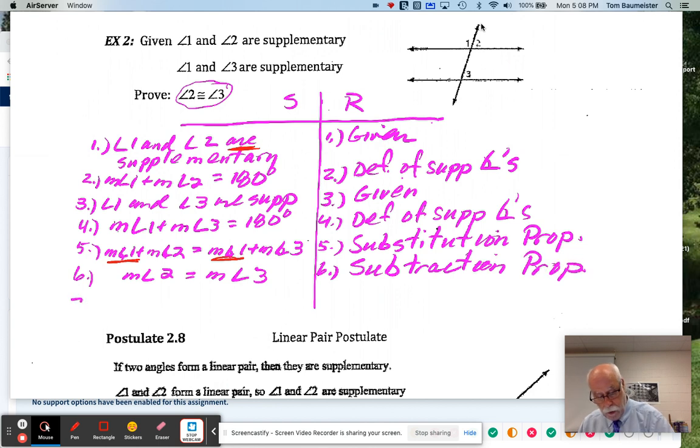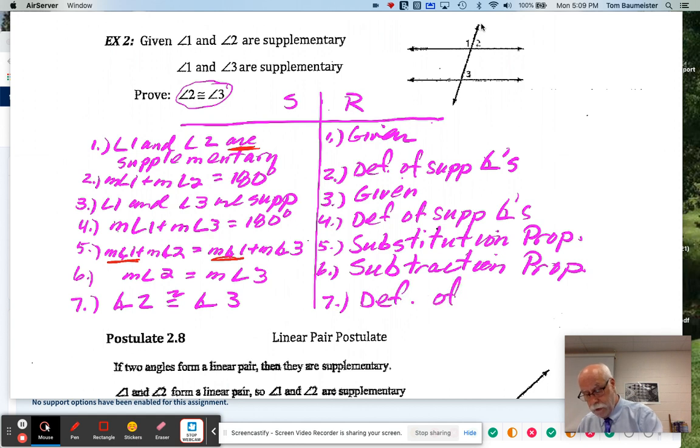And what we just learned earlier is if their measures are equal, then we know they are congruent. So I can state that angle 2 is congruent to angle 3, which is what we wanted to prove there. And sometimes you see the word "is," sometimes you don't. But then I just say that angle 2 is congruent, "is" being a key word there. So that should tell us it's by definition of congruent angles.